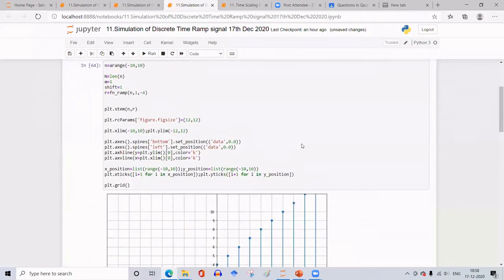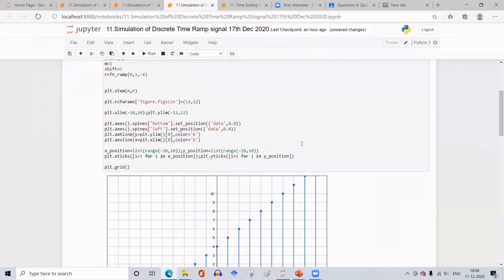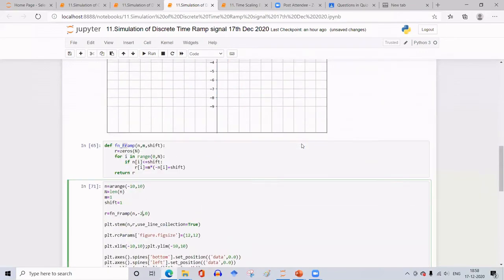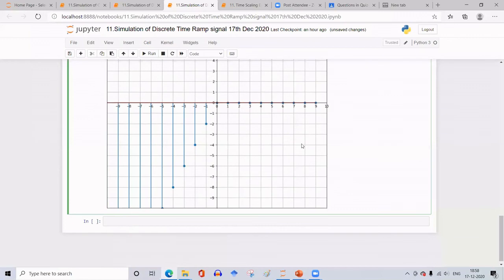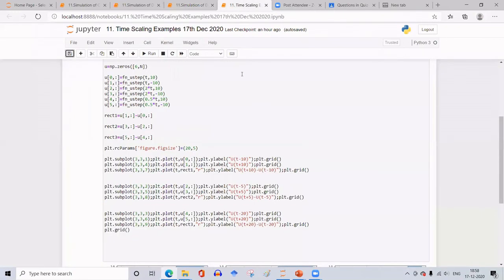Did you understand this? Any doubts? Discrete time ramp. No doubts? Shall I pass on to the next part? Yes, ma'am. Okay.